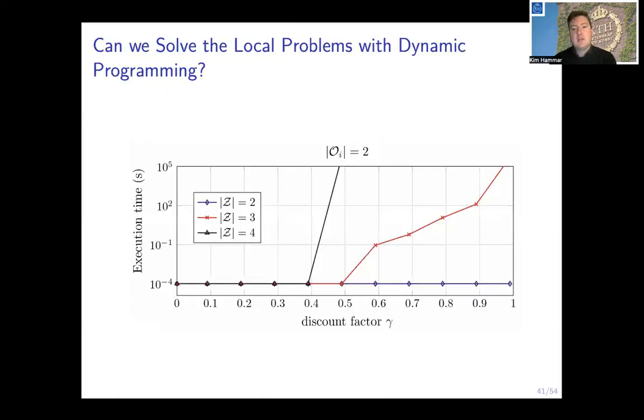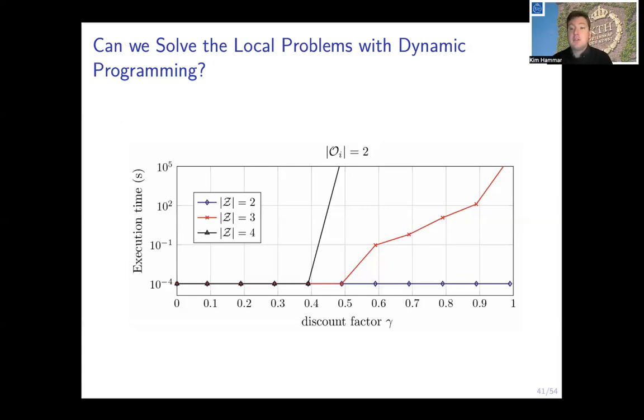So the first thing I investigated was, can we utilize dynamic programming to solve the local problems? Because they are so small, maybe it's possible. And unfortunately, it's not the case. So even though the problems are small, the local ones, they are still partially observed, which means that obtaining an optimal solution with dynamic programming is PSPACE-complete. And that is in general not tractable. So the size of the local problem depends on the number of observations, the observation space, and the number of zones. And you see that even for very small configurations, the execution time just explodes. So dynamic programming is not feasible for solving the local problems. It's not scalable.